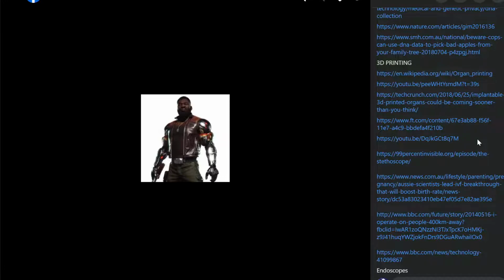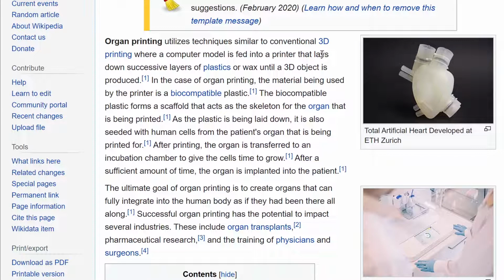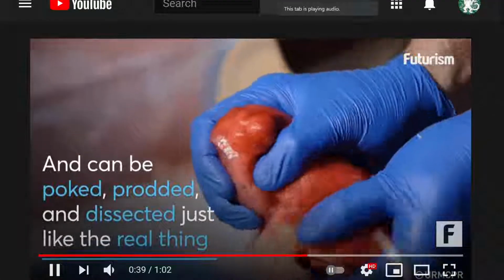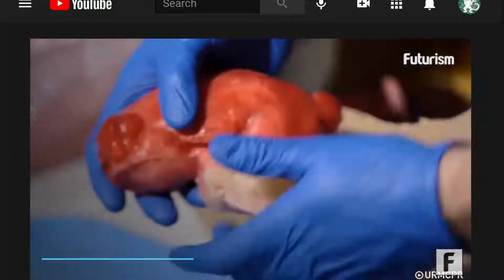Okay, so we talked about 3D printing. There's stacks of stuff on 3D printing here, that we can 3D print organs, not 3D organs. All organs are 3D. I've got the stethoscope there. I'm really just a smorgasbord of links. Yeah, so we can 3D print a total artificial heart. We can print organs, so it doesn't seem to be plastic.